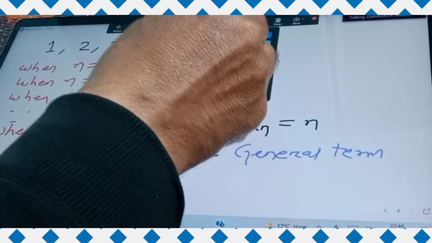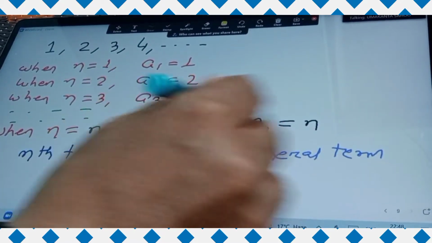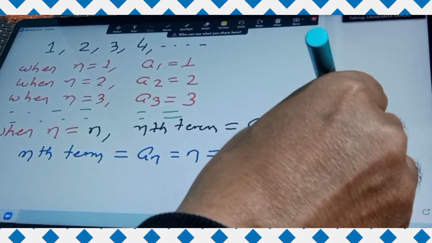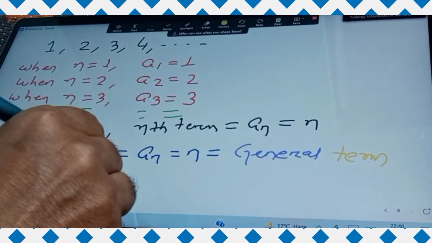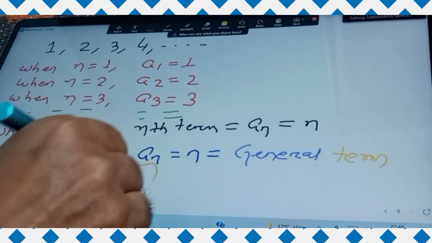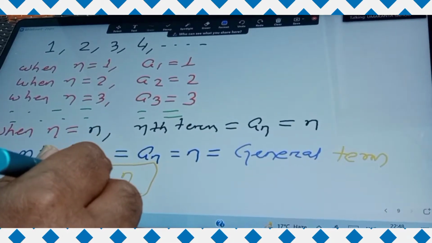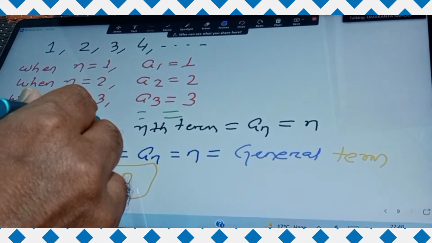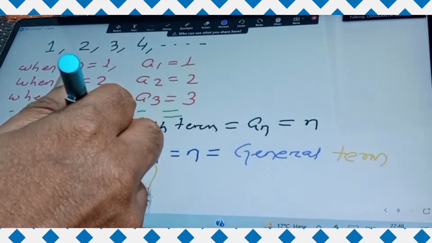Understand or not? If every sequence can be expressed by a general term or general formula, the general term is also known as the general formula. Here an is equal to n is the general formula. If every sequence can be expressed by a general formula, or if every term can be explained with the help of a general formula, then such type of sequence is called a progression. Is it clear?